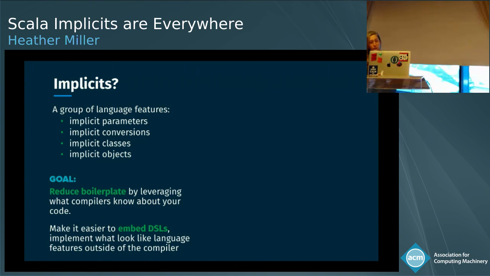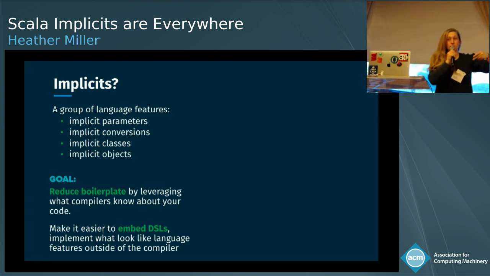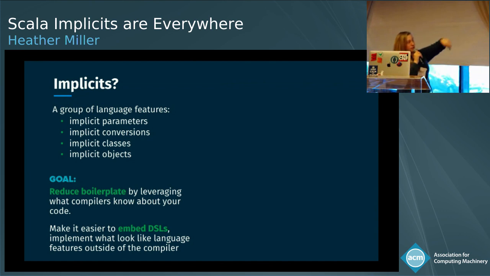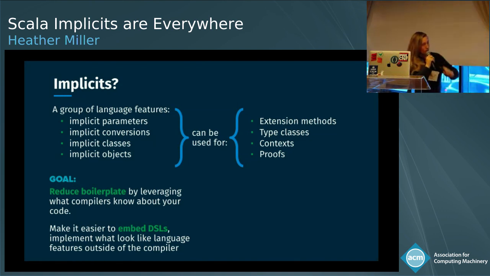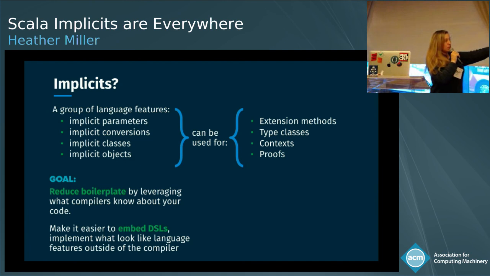So just to say a few more words about these things, it's not just this notion of an implicit conversion or an implicit function, but it's a few things. We have implicit parameters, so that you don't have to explicitly pass parameters that exist in scope that the compiler can write into your code for you. And then there are some other things called implicit classes, implicit objects. These are usually used to implement a number of things like extension methods, type classes, things like that. You can even do some lightweight proofs in the type system, extremely lightweight. And really the goal of these things is to reduce boilerplate by leveraging what the compiler already knows about your code. Get the compiler to rewrite things for you.